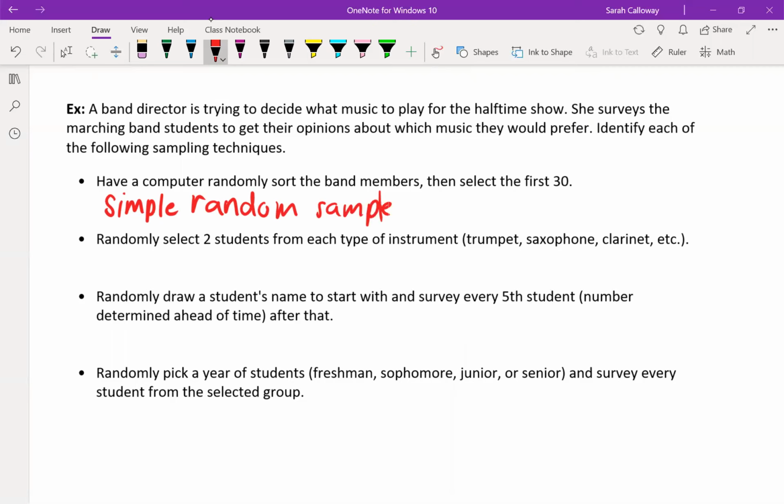The next one, it says I randomly select 2 students from each type of instrument. So trumpet, sax, clarinet, etc. So if I think about that, I'm doing a group. So I know it's either going to be a cluster sample or a stratified sample. So what I'm looking at is, are these strata or are they clusters? So are all the members in the group similar or all the members in the group different? And so since they all played the same instrument, that means they're similar, which means that this is a stratified random sample.